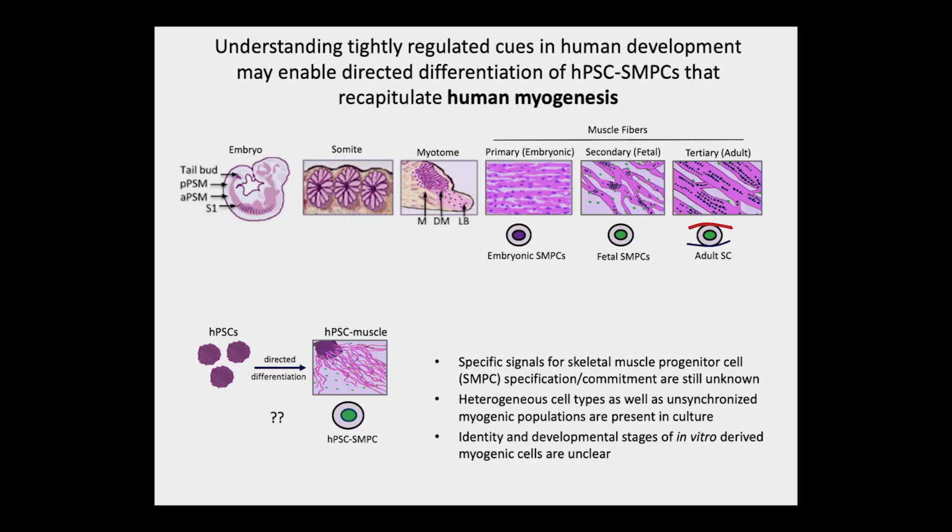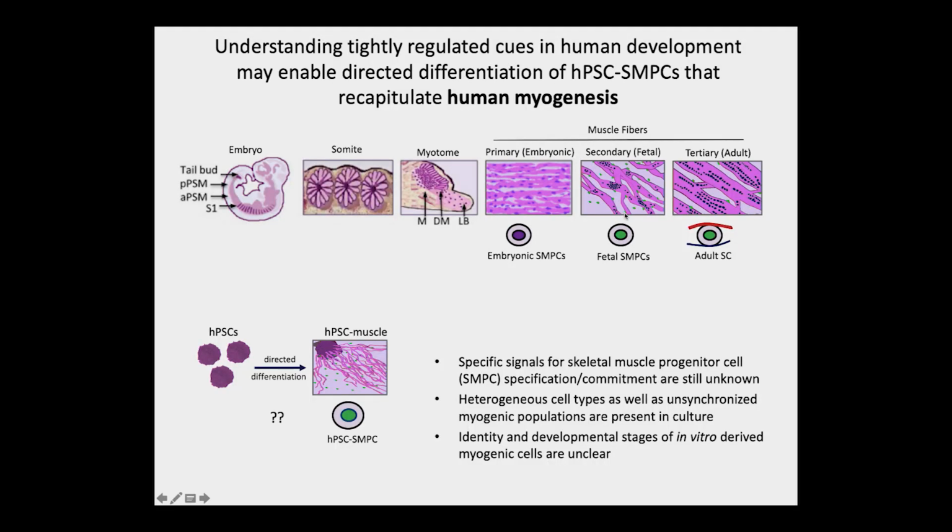And so one of the things that's been challenging is how do we make this first step from human pluripotent stem cells? This is where we came into the game, trying to understand what we can do to recapitulate human myogenesis. A lot of times in mouse and human, specification signals are the same, and a lot of times they're not. And so it's important to compare both.